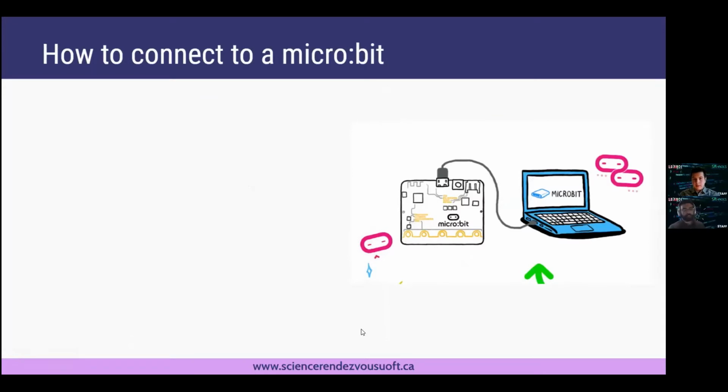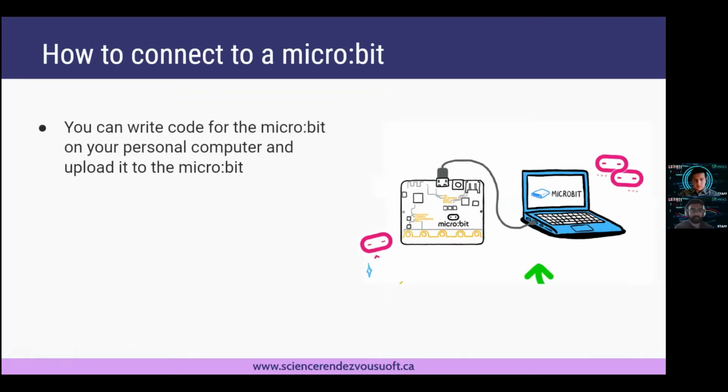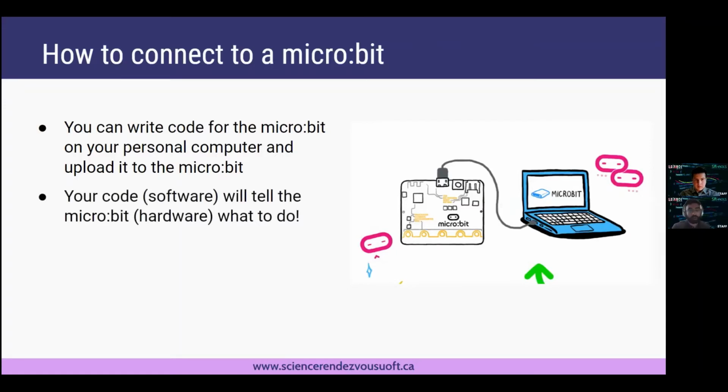So now you have that MicroBit, but how do you actually connect to it? How do you code on it? How do you do anything with it? Well, it's actually really basic. You write the code for the MicroBit on your personal computer, and you can upload it to the MicroBit with just a USB cable. Your code is what's called software, and that tells the MicroBit, which is hardware, what to do. That's how software can interact with hardware. You send that code through the USB cable to the MicroBit, and then the MicroBit will do what your code told it to do.